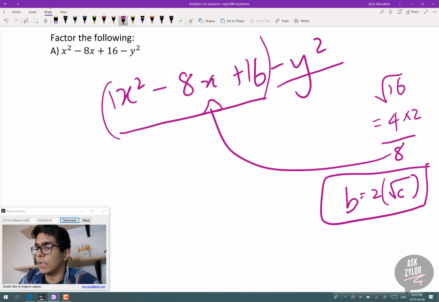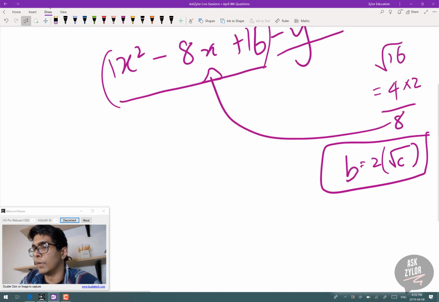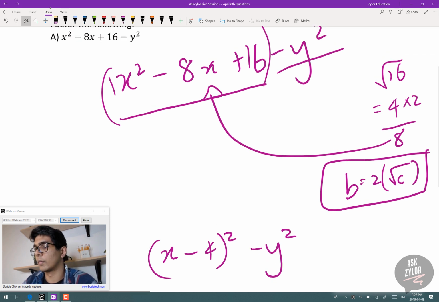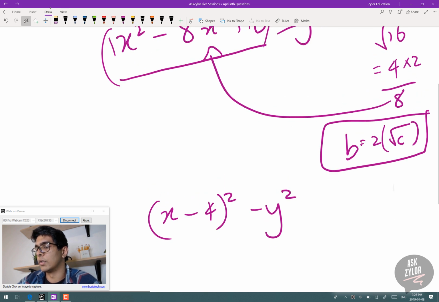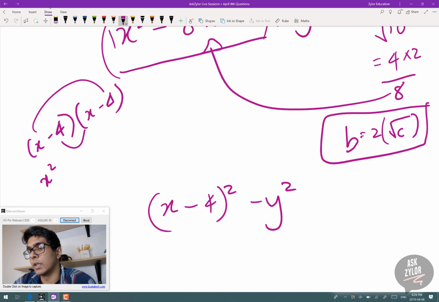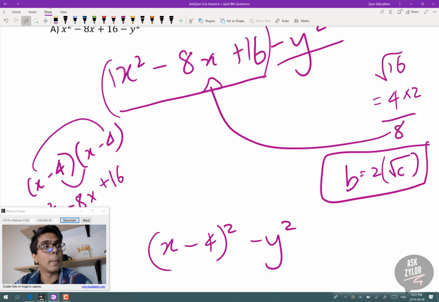So I have x squared minus 8x plus 16. I found that it's a perfect trinomial, so I'm going to write that as a perfect trinomial. So that's x minus 4 squared minus y squared. Right. So I can check my answer by just expanding x minus 4, x minus 4. That should give me x squared, and then negative 4 times x. Negative 4 times x gives me negative 8x. Negative 4 times negative 4 is plus 16, and those are my first three terms.